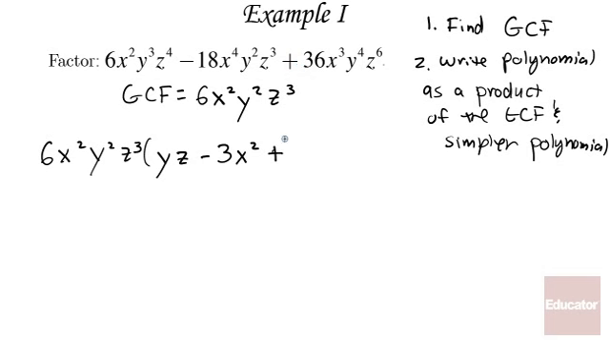6 times 6 is 36, so I'm left with a 6. X squared into x cubed leaves me with x. Y squared, factoring that out of y to the 4th, leaves me with y squared. And z to the 3rd, taking that out from z to the 6th, leaves me with z to the 3rd. Okay, so now I have expressed this trinomial as a product of the greatest common factor and a simpler trinomial. And I can always check my work by multiplying this back out. And if I do that, I'll see that I get back my original expression.